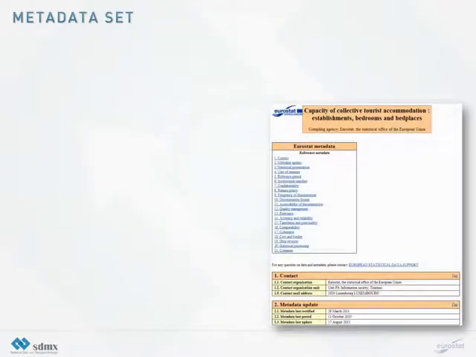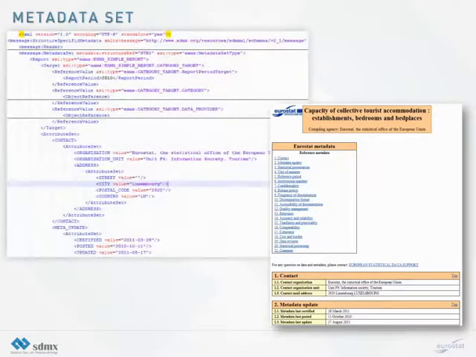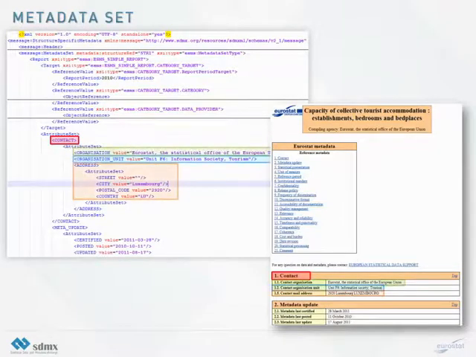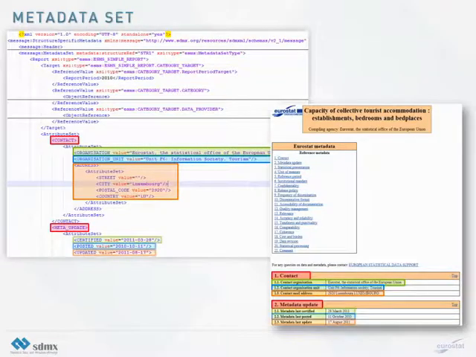In our example, the concepts used in the metadata report can be easily retrieved into the metadata set. Attribute contact, with its three subconcepts: organization, organization unit, and address. Attribute metadata update, with its three subconcepts: last certified, last posted, and last updated.